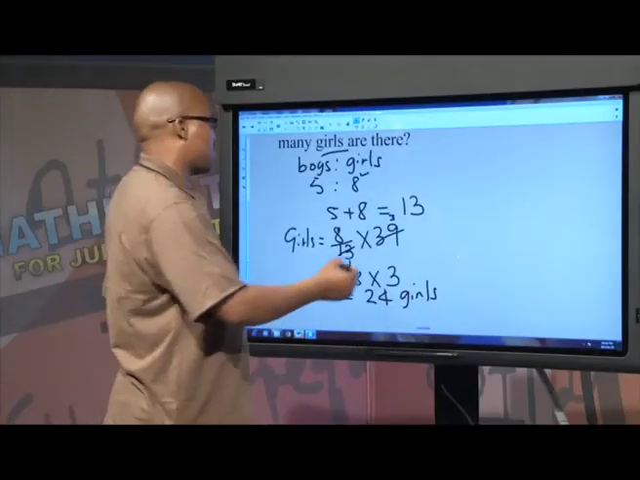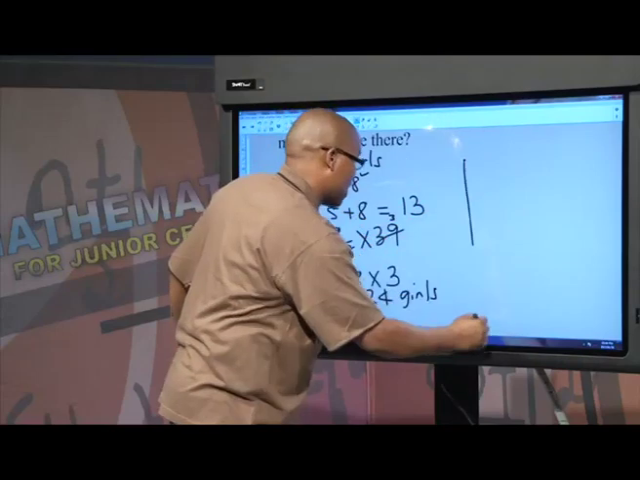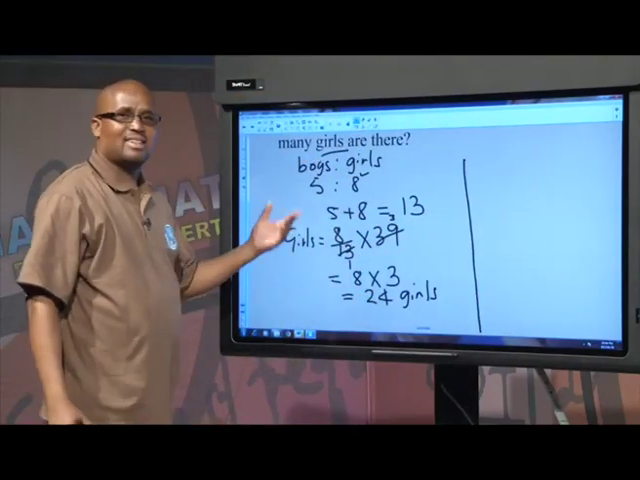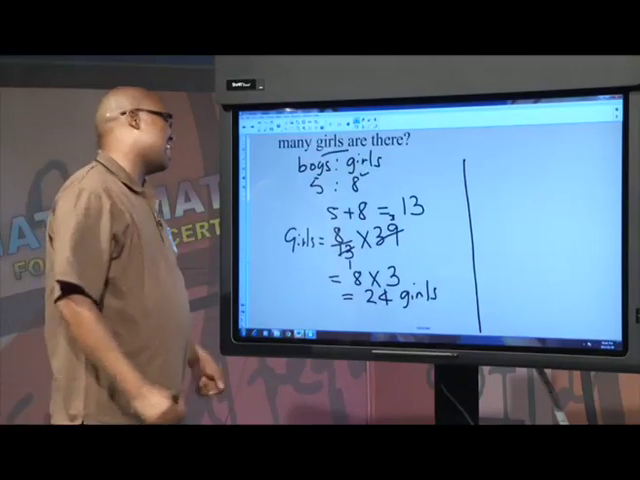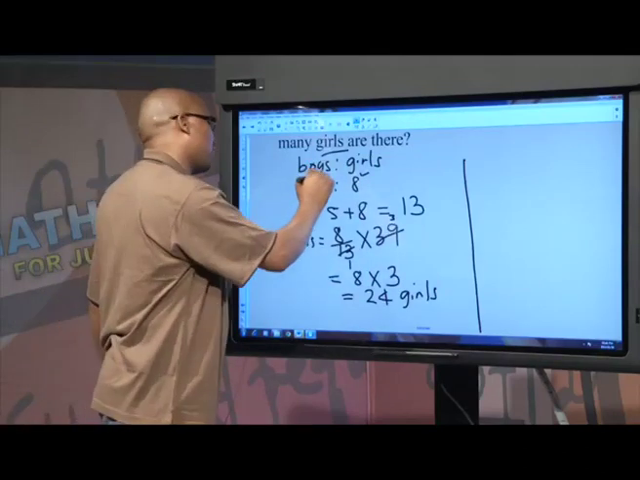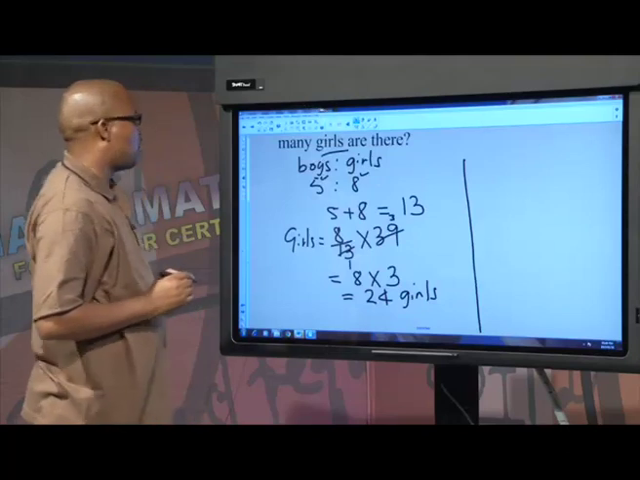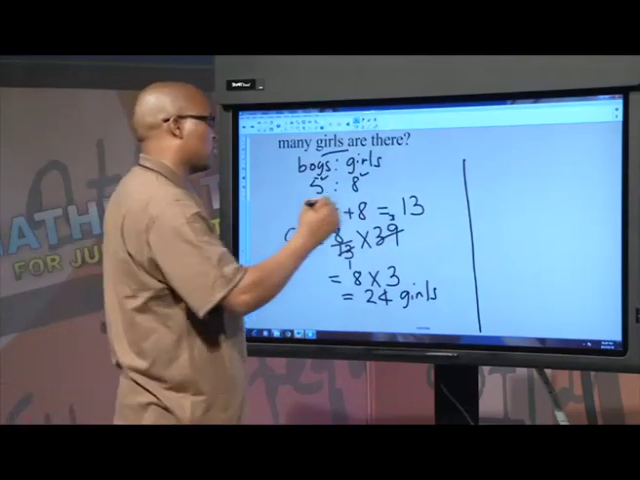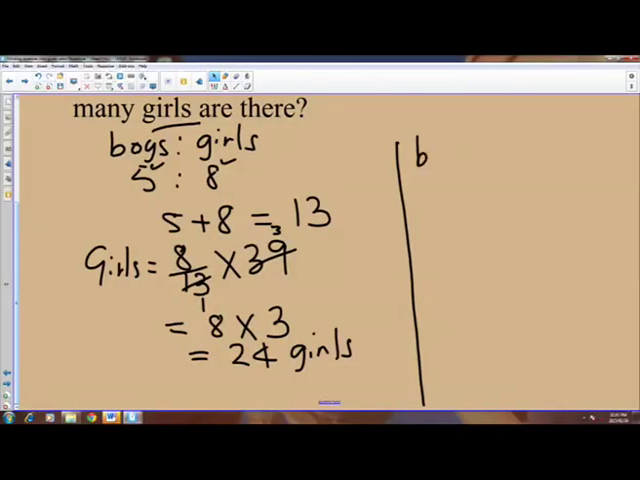You might also have been asked to find the number of boys, but this question simply said find the number of girls. So what if we asked to find the number of boys? It's still the same thing. We simply have to look for the part which represent boys. And then the part which represent boys is 5. So boys will be 5 divided by 13, because 13 is the total of the ratio there.